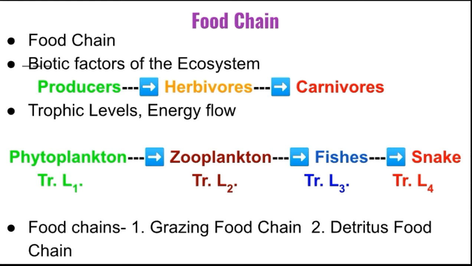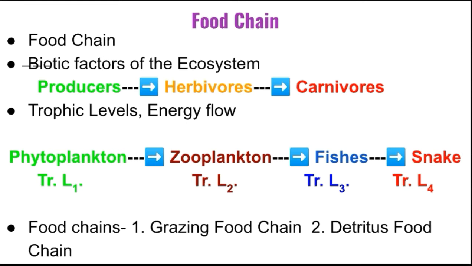The various steps in a food chain are called trophic levels. The phytoplankton is the first step, the second step is the zooplankton. The phytoplankton is the producer, then the herbivores are the primary consumers, and the fishes are the secondary consumers. The fishes are also the primary carnivores. Next, the snake is the tertiary consumer as well as the secondary carnivore. These steps are called trophic levels.